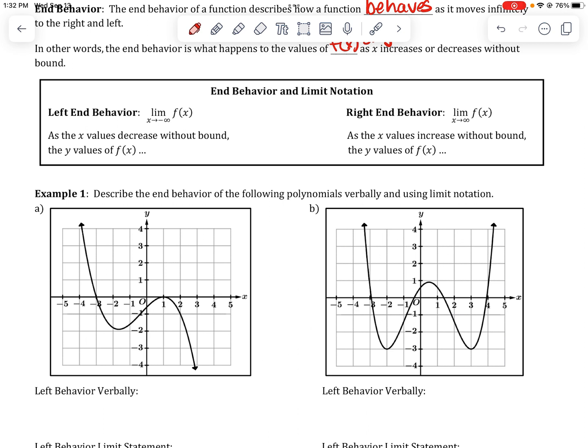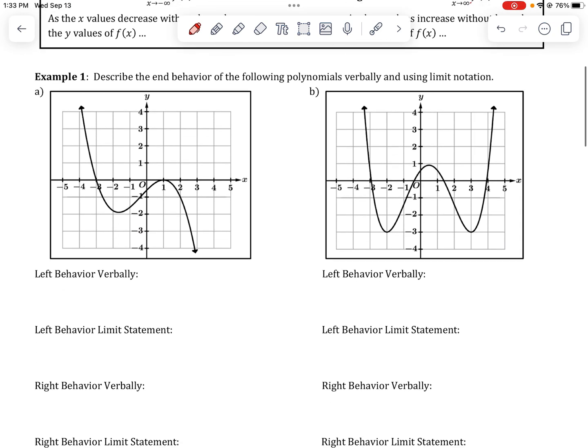So the left is x goes to negative infinity. Limit stands for limit: what does it end up with? We're saying as x goes backwards, what happens to y? As it decreases, what happens to the y value? In our right end behavior, we'll see we have the infinity here. As it goes forward, what happens to our y value? So let's take a look at some of these, and we're going to see if we can describe them verbally.